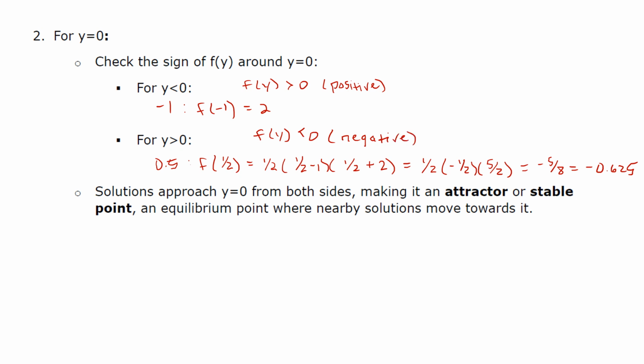Okay, so the solutions approach y equals 0 from both sides, making it an attractor or a stable point, an equilibrium point where nearby solutions move towards it. So we have 0, and when we choose a negative value, our f of y is positive, so it's wanting to pull closer to 0. When we choose a positive value, one that's greater than 0, our f of y is negative, so it's moving closer to 0. So our arrows are going towards 0.